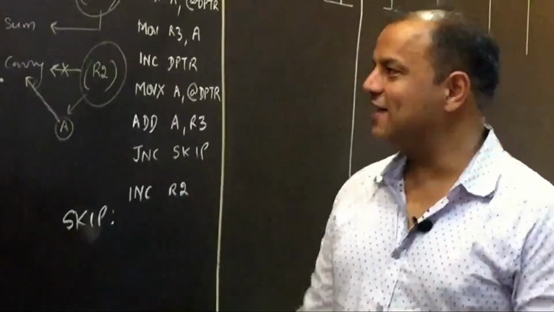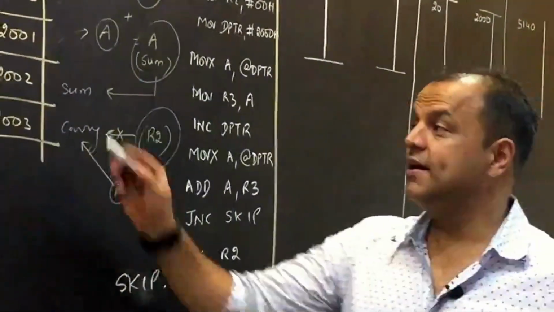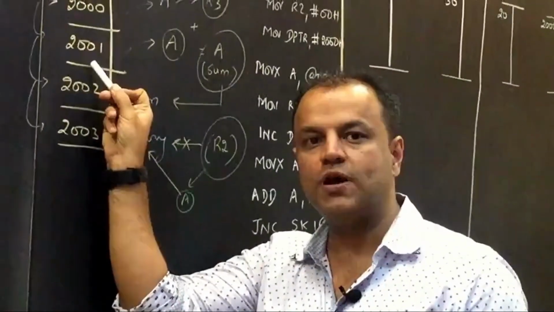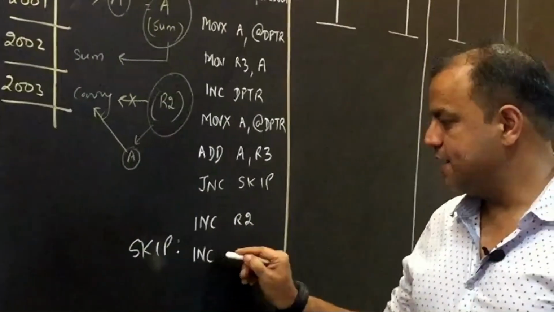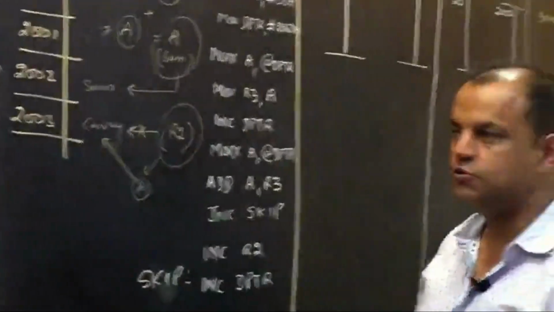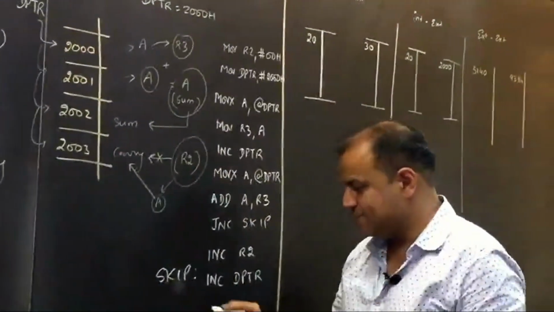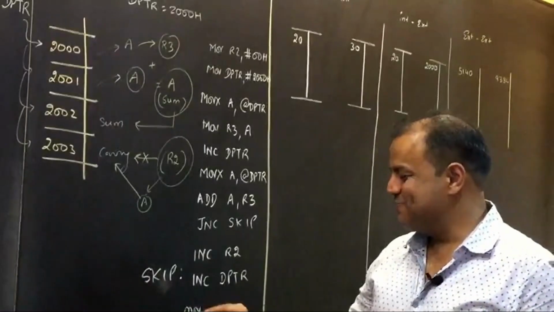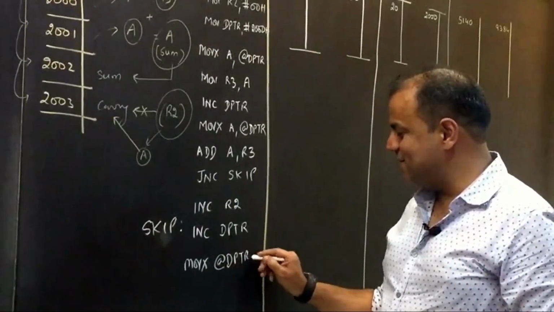Now, when you come to skip, who and who have the answer? A and R2. A has the sum, R2 has the carry. DPTR is pointing to 2001. Increment DPTR. So it is now pointing to 2002. It is ready at the position so that A can throw the sum and it will catch it. MOVX @DPTR, comma A.